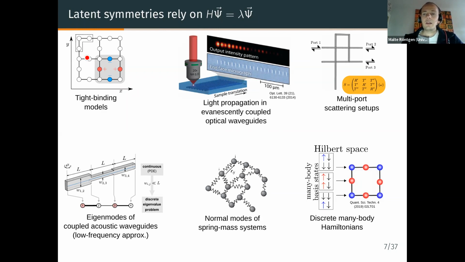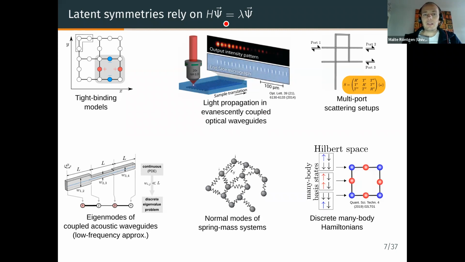Now, just to give you some examples on which we have also been working, this eigenvalue problem includes tight binding models, but it can also be applied to light propagation in evanescently coupled optical waveguides, where, for example, each waveguide has just one fundamental mode. If you place these waveguides a few microns apart from each other, then these fundamental modes overlap and you get some coupling, and in the end you can describe it by pretty much this equation here. So you can find latent symmetries in these setups as well.